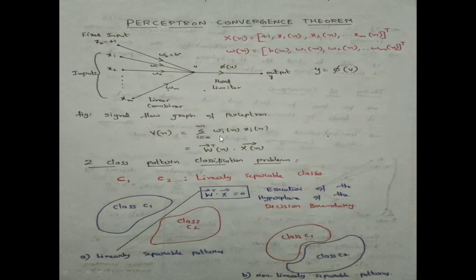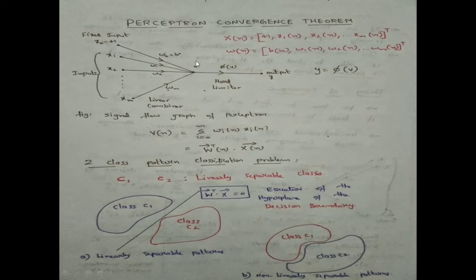So this is the output v, which is given by v of n after representing the nth pattern of the input, which is given by sigma i equal to 0 to m wi of n into xi of n. So which in turn is given by w transpose of n into x of n, where this w transpose of n is the transpose of the weight vector and this x of n is the input vector.